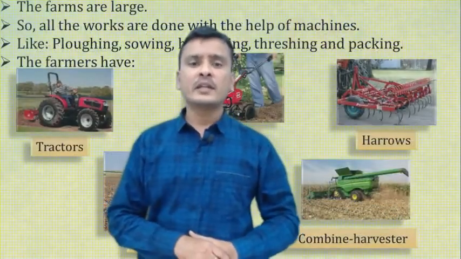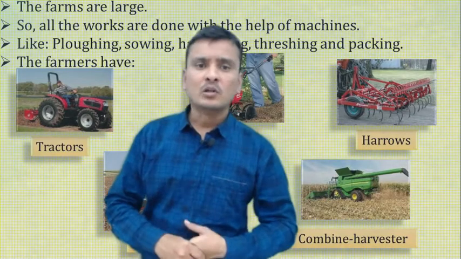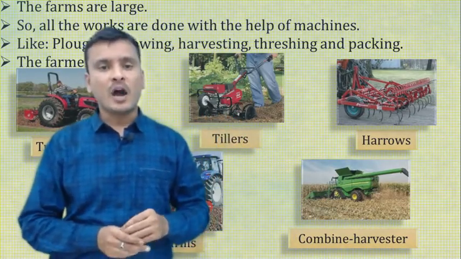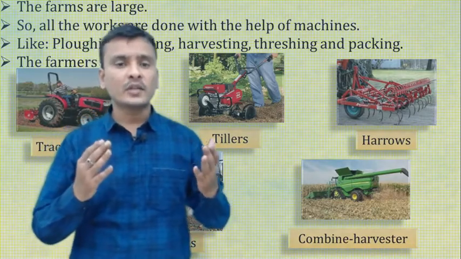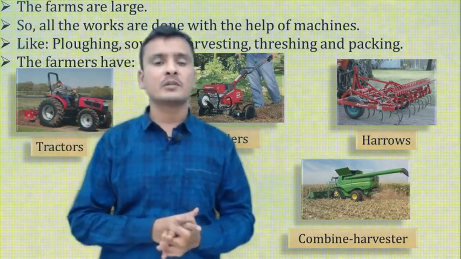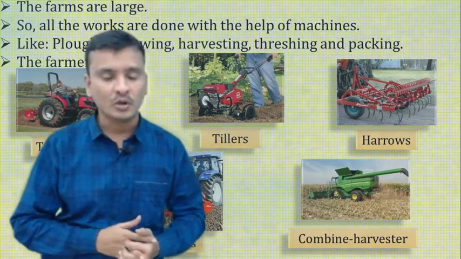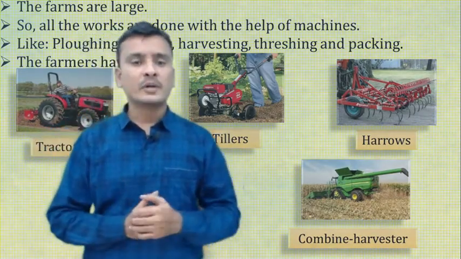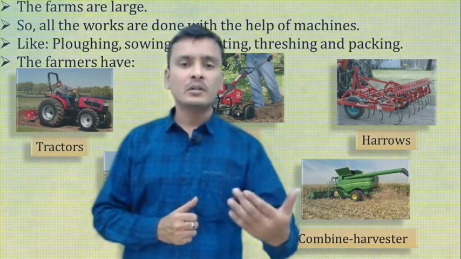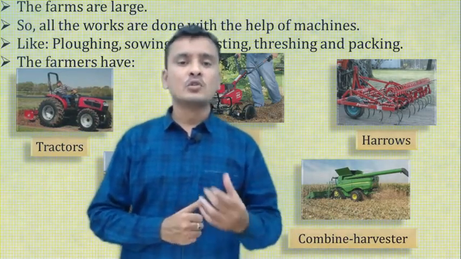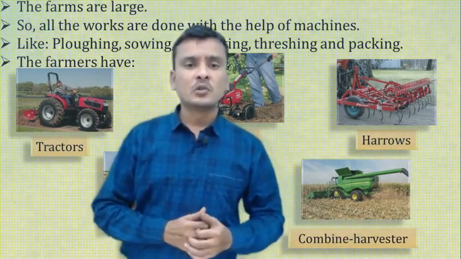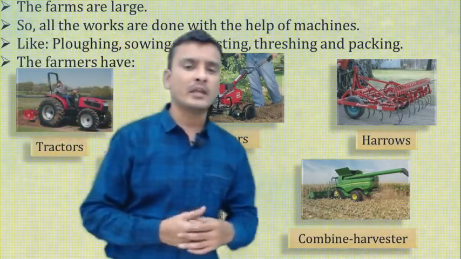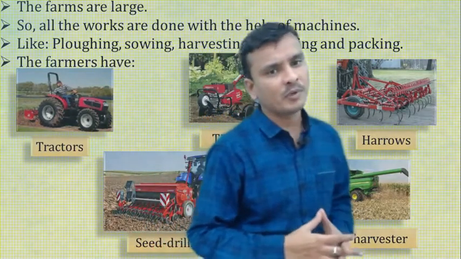These farms are very large, so all the work is done with the help of machinery. Farmers possess more than 1,000 acres of land, or sometimes 1,000 hectares. That's why it is not possible to do the work by labor, human beings or animals. So they use machinery for plowing, sowing, harvesting, threshing and packing. All this work is done with the help of machinery.